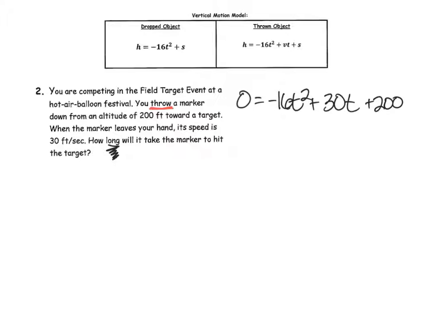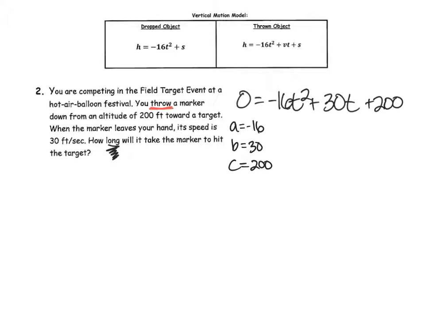So we've got a big problem, obviously. I don't like that the numbers are so big, but we can use the quadratic formula. That's going to be the easiest thing to do. You're going to get a really large number, but that's okay. I will help you through it. Here's what we've got. A equals negative 16, B equals 30, C equals 200.